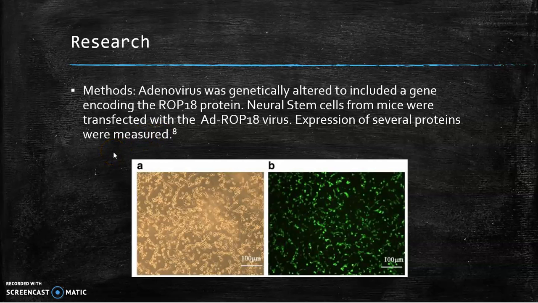So how they did this is they actually took an adenovirus that was altered to include the gene encoding the ROP18 protein. And then neural stem cells were retrieved from mice, and those stem cells were transfected with that virus. And what you're seeing here is basically just the proof that the ROP protein was actually expressed in these neural stem cells.